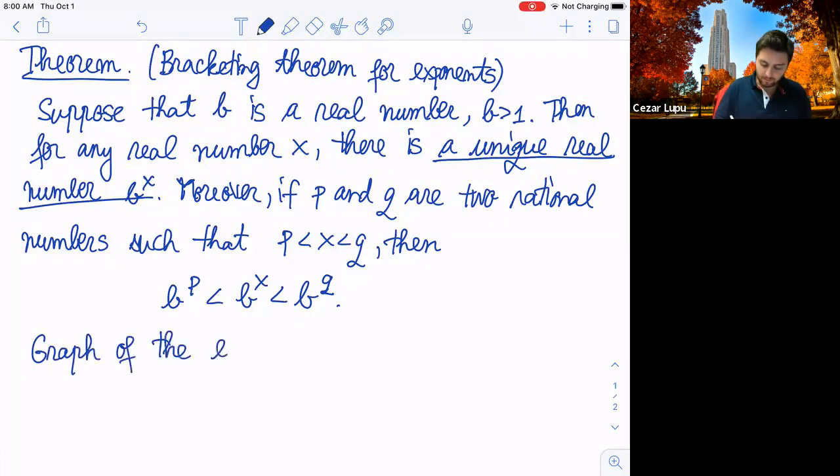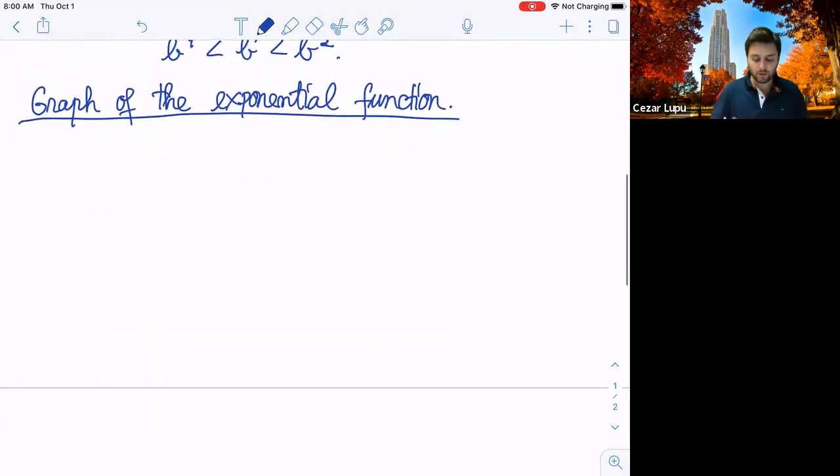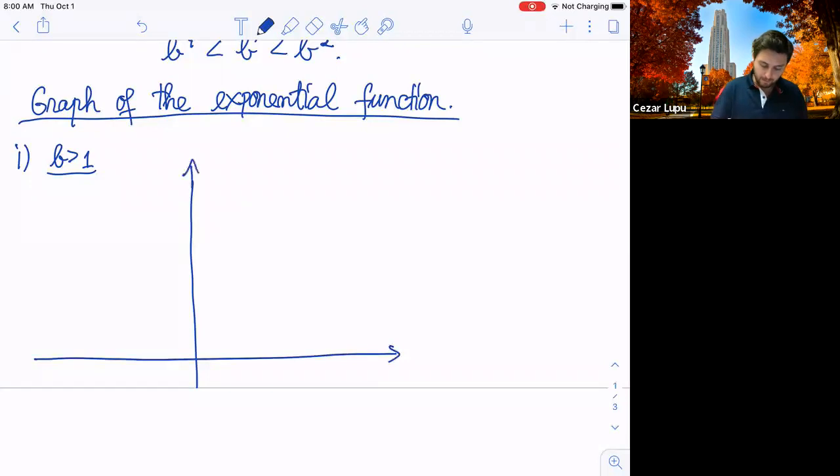Now let's graph the exponential function. We'll have two scenarios. The first one is when b is greater than 1. We have that the graph will look something like this. It will pass through this point here at 1.